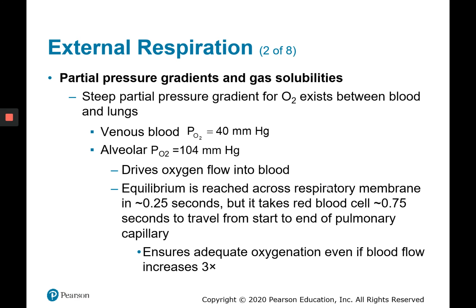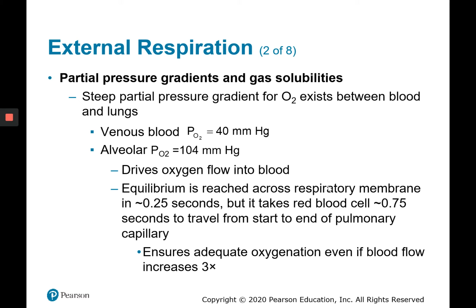So first we'll look at the partial pressure gradients. There is a really steep partial pressure gradient for oxygen because it doesn't like to dissolve into fluid. So in order to get oxygen to go from the airspace to the blood, the difference in pressures on each side of that boundary, the respiratory membrane, must be tremendous. And we see that it is.